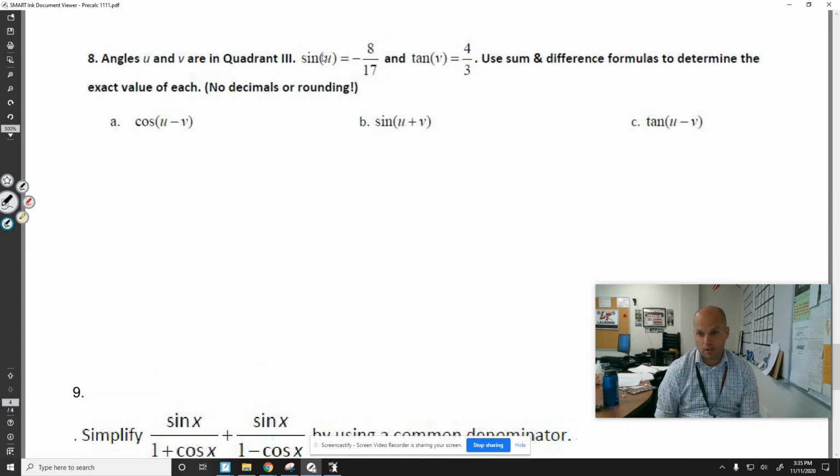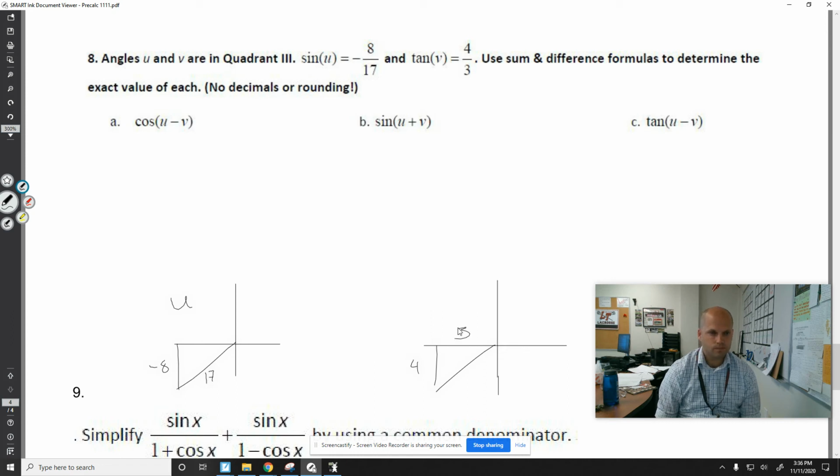We had something similar to this earlier, where you've got U and V in quadrant 3. Just draw two examples. Here's the example for U. Sine is opposite over hypotenuse, so opposite is -8. Hypotenuse is 17. And then V, I'm in the third quadrant. Tangent is 4/3. That's opposite over adjacent. That's opposite 4, adjacent 3.